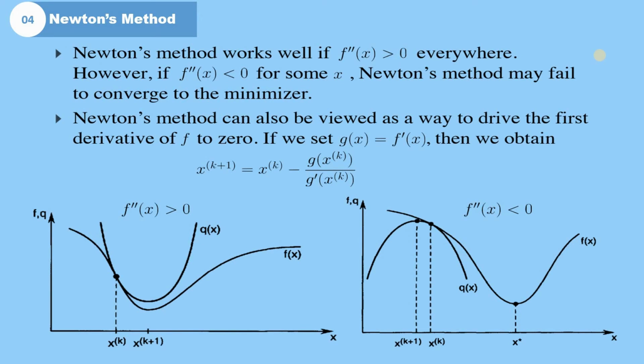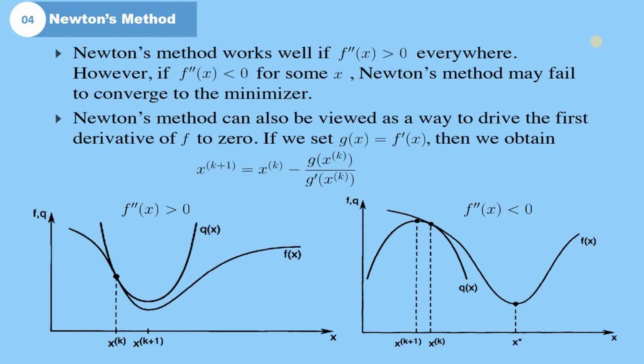Newton's method works well if the second derivative of the function is greater than 0 everywhere. However, if the second derivative of the function is less than 0, that is negative, for some x, Newton's method may fail to converge to the minimizer.